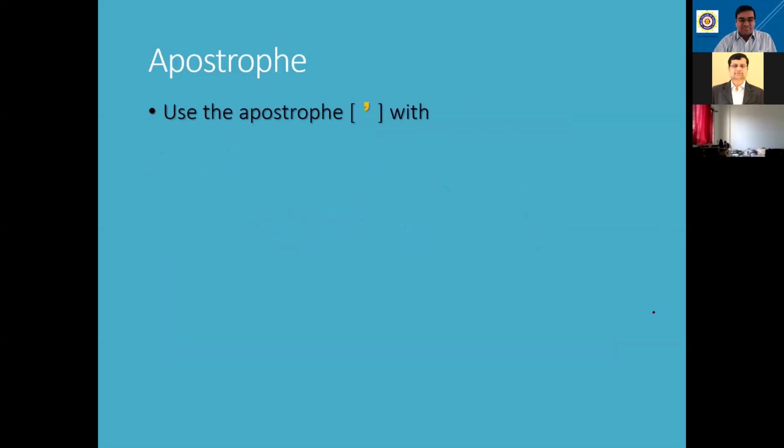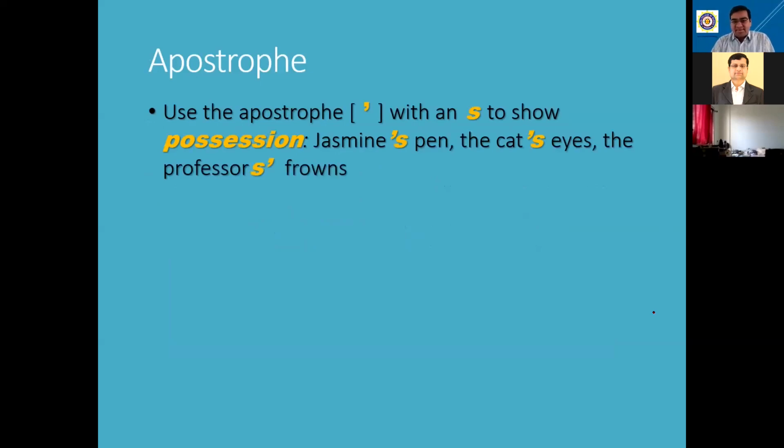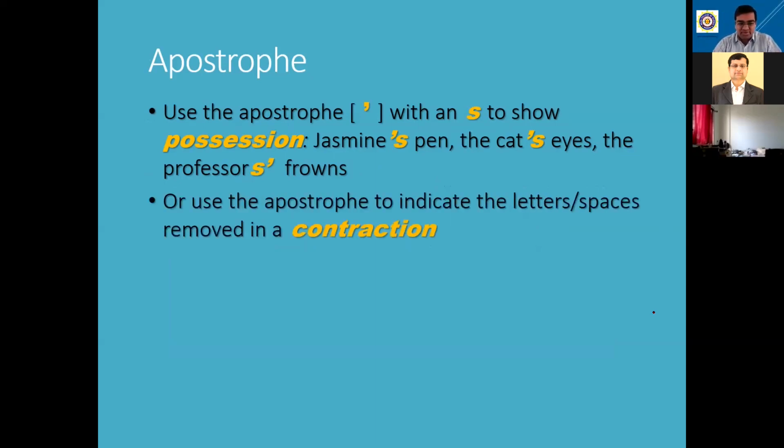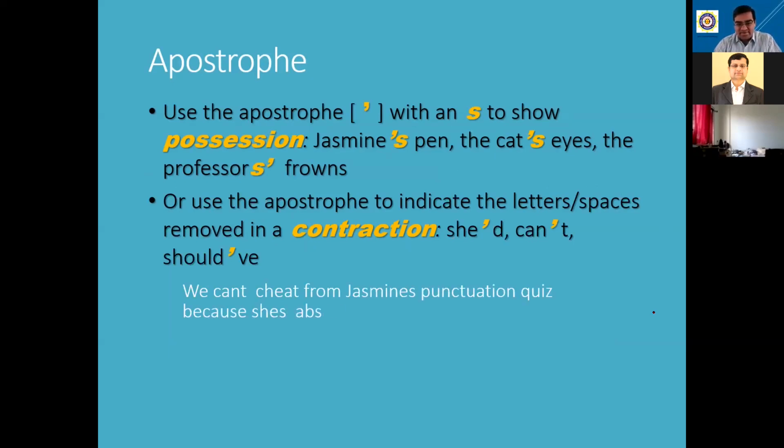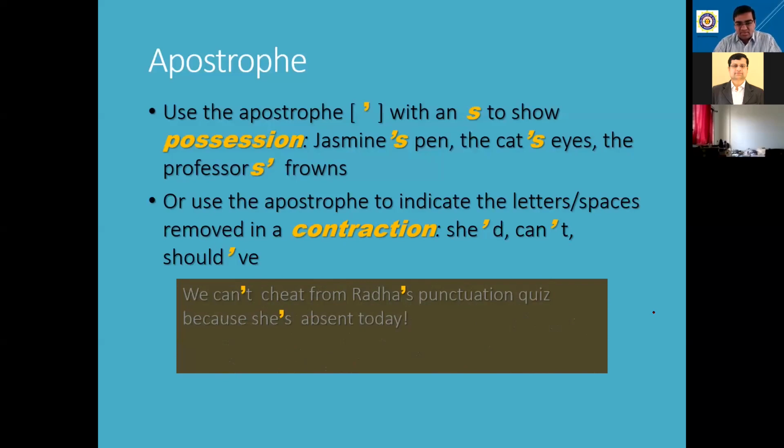Apostrophe. Yeah, possession. Jasmine's pen, cat's eye, the professor's frowns, or use the apostrophe to indicate the letters, spaces removed in the contraction. But we generally avoid this, right? We cannot cheat from Radha's punctuation quiz because she is absent today.